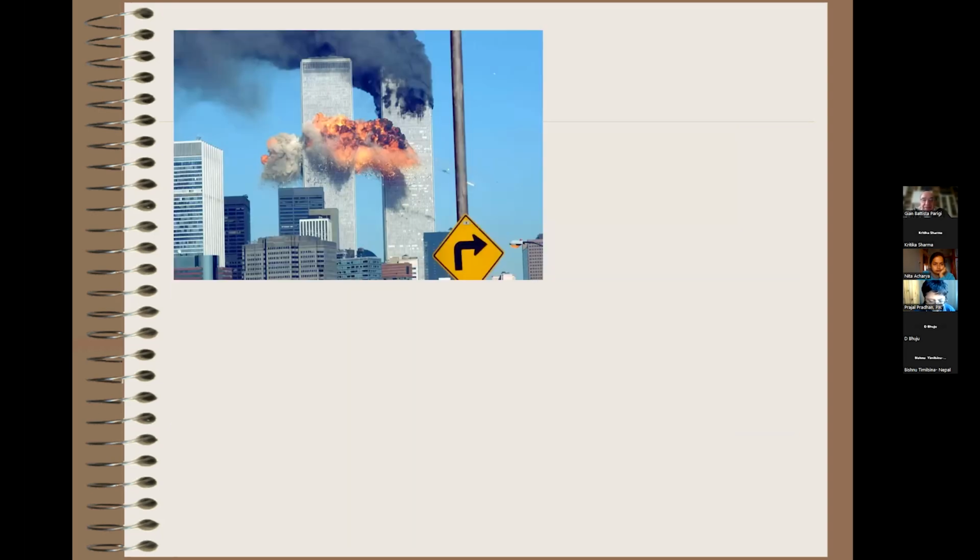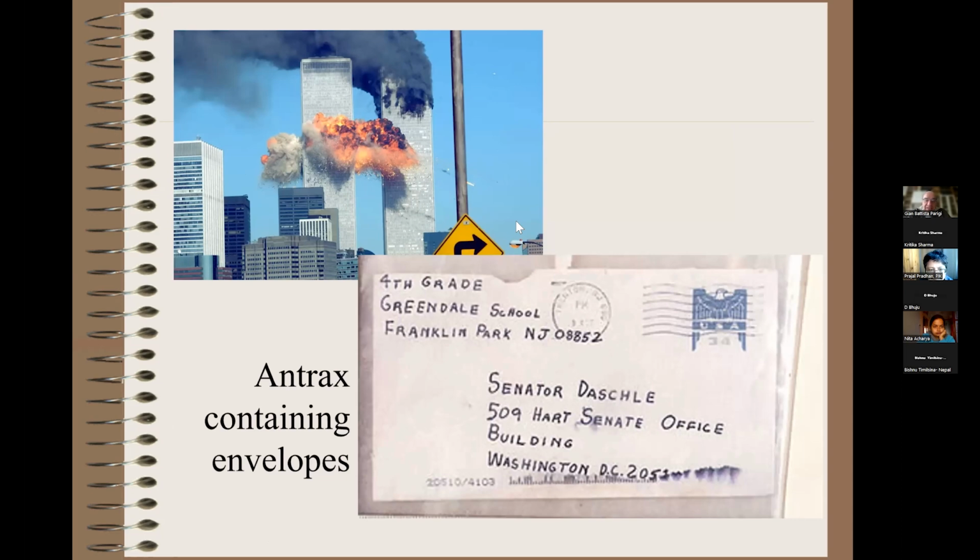But then happened 9/11. After 9/11, if you remember, we had the problem of the anthrax, the envelopes containing anthrax diffused. This is the picture of an envelope sent to Senator Daschle, and the employee who opened this envelope died of anthrax.